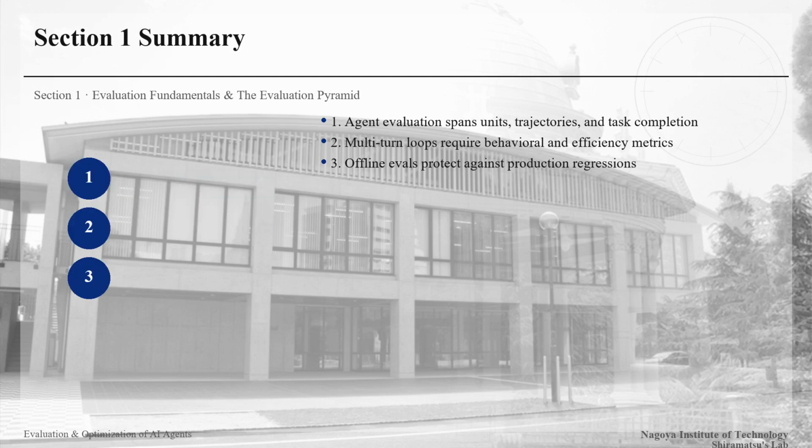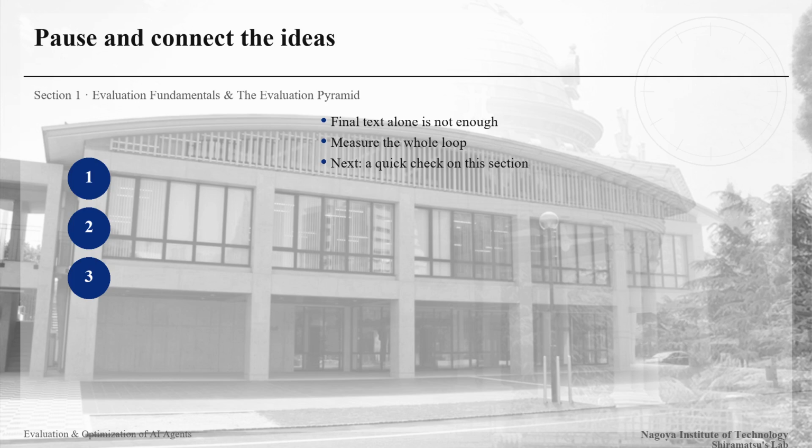Section 1 takeaways: evaluate units, trajectories, and tasks. Use behavioral metrics and protect production with offline evals. Pause here. Final text alone is not enough. Measure the whole loop. Now the quick check.